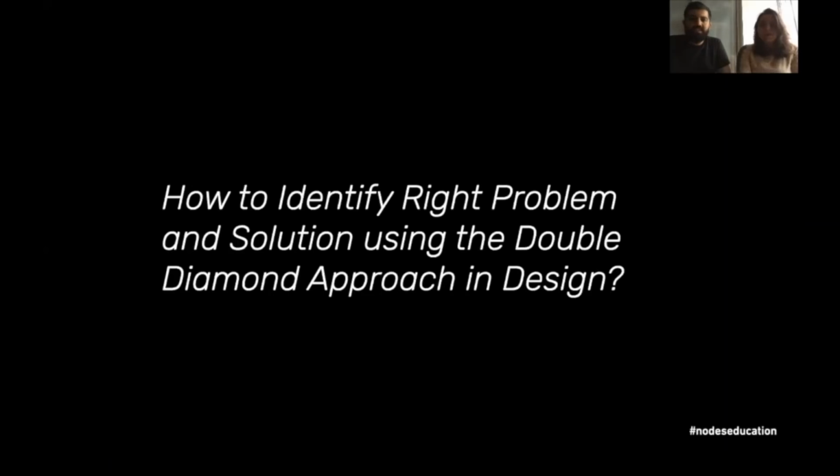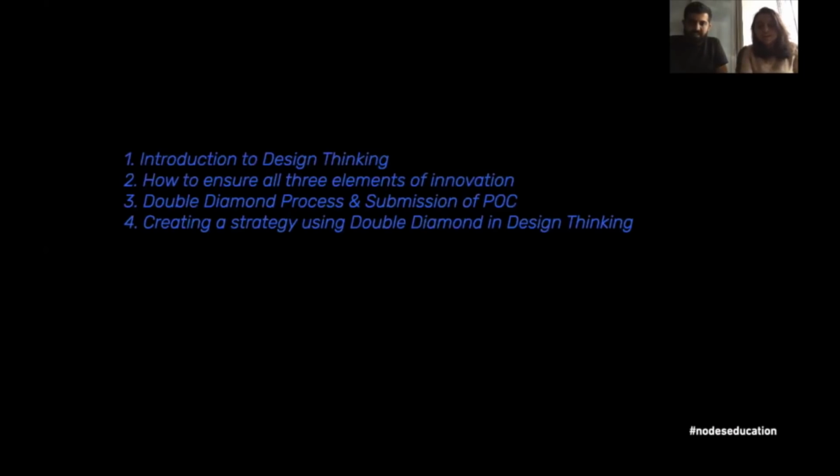We are here to talk about how to identify the right problem and solution using the double diamond approach and design. For this talk, we will take you through these four agendas. First, we will introduce you to design thinking. Then we will tell you how to ensure the three elements of innovation using the process of design. Then we will talk about the double diamond process and the submission of your POCs for the IATS. And then we will talk about creating a business strategy or a product offering using double diamond and design thinking.